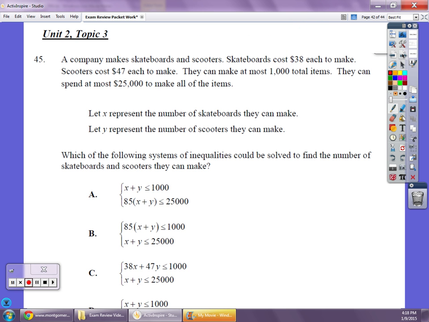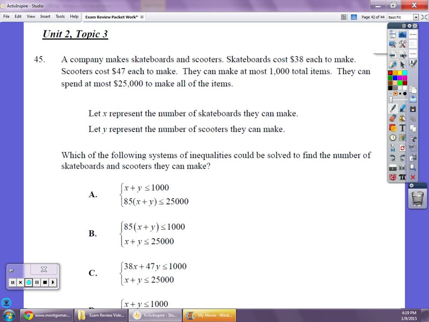Okay, let's go to 45. A company makes skateboards and scooters. Skateboards cost $38 each to make. Scooters cost $47 each to make. They can make at most 1,000 total items. They can spend at most $25,000 to make all of the items. Let x represent the number of skateboards they can make. Let y represent the number of scooters they can make. Which of the following systems of inequalities could be solved to find the number of skateboards and scooters they can make? Okay, so we're going to try to match here.